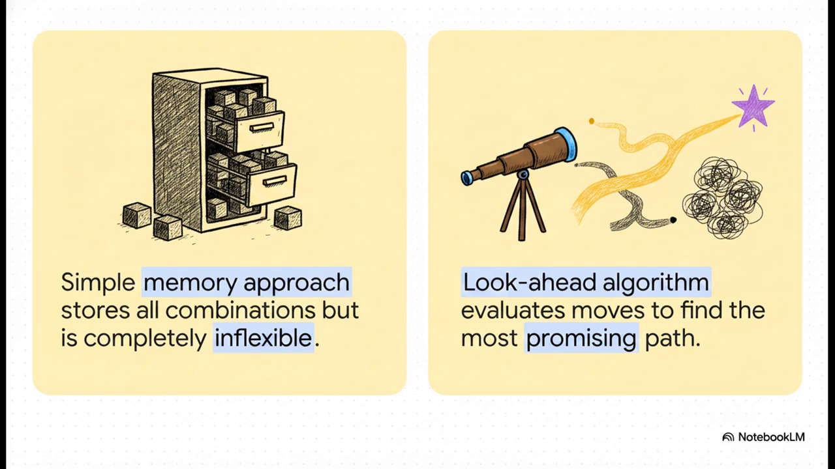So instead of relying on pure brute force storage, a look-ahead algorithm actually evaluates board positions to estimate which move is most likely going to lead to a win. It anticipates the opponent's next moves and picks the absolute most promising path. It's searching intelligently rather than just blindly remembering.